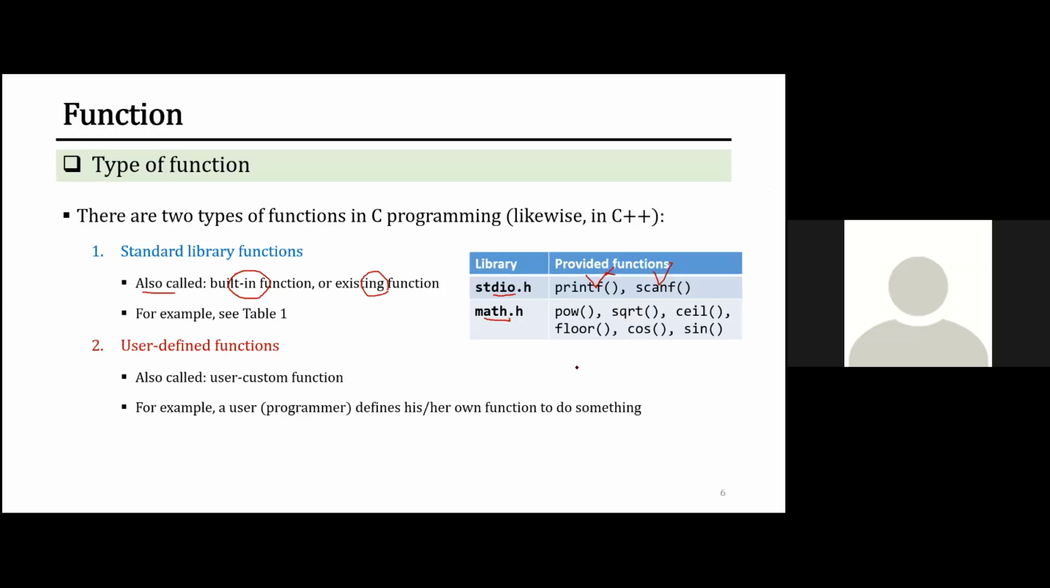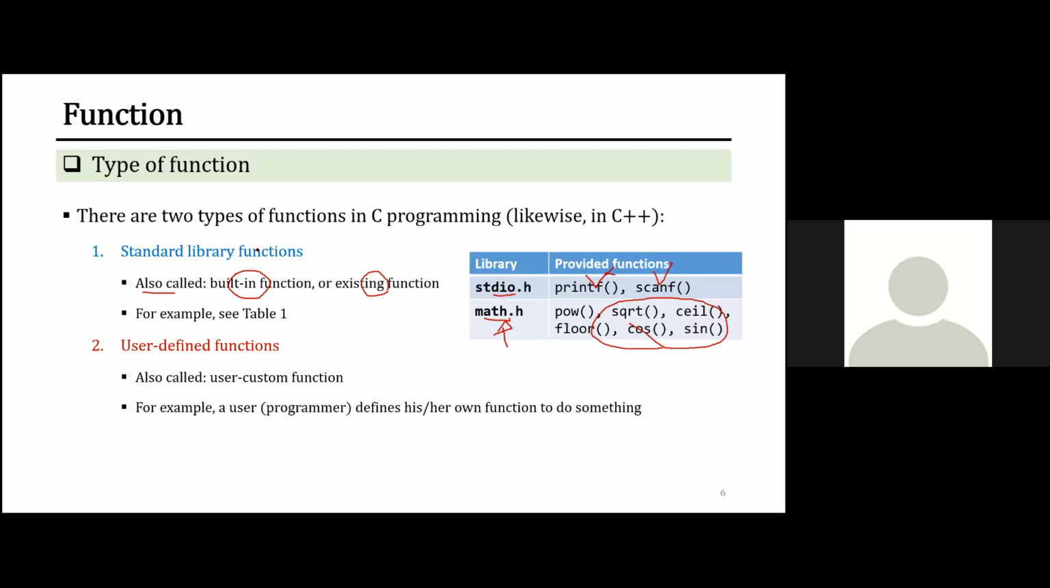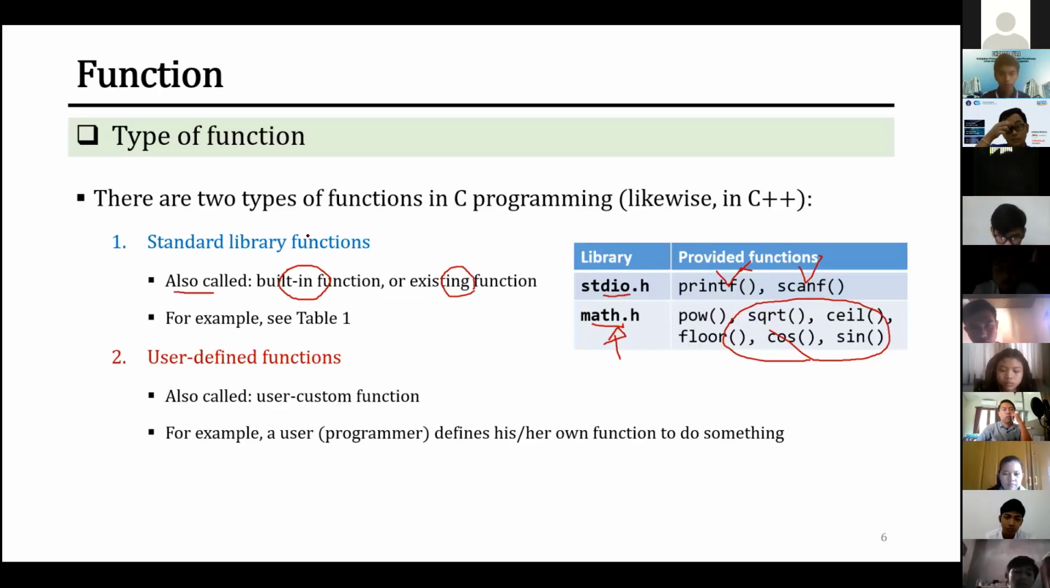Okay. And some other functions exist in the math library, which you cannot use unless you include this library, math.h. These are called standard library functions, or built-in functions. Another type of function is the user-defined function, which is defined by the programmer, like we are the ones who write the code. We can write our own function to perform a certain task in addition to the existing functions.